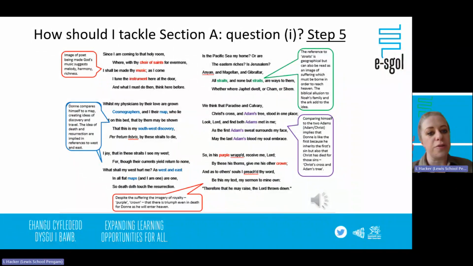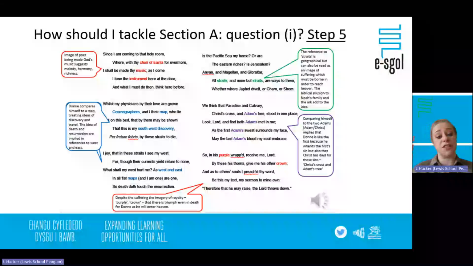It doesn't matter if you're not familiar with this poem, or if this is not someone that you have studied. If you're not studying Donne's poetry, it doesn't matter at all, because this should give you a good idea of how much annotation is required and how much time you may want to spend.